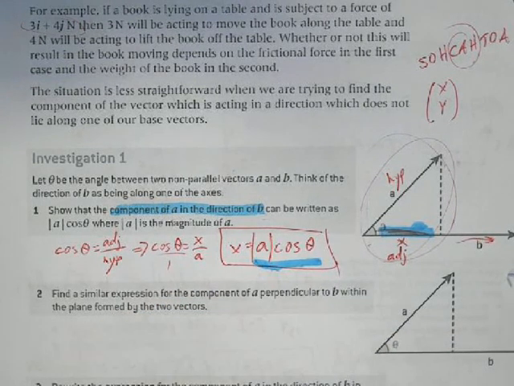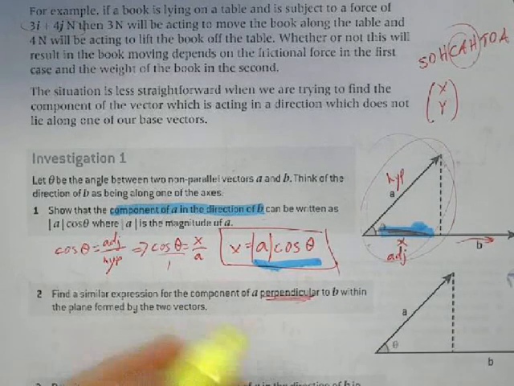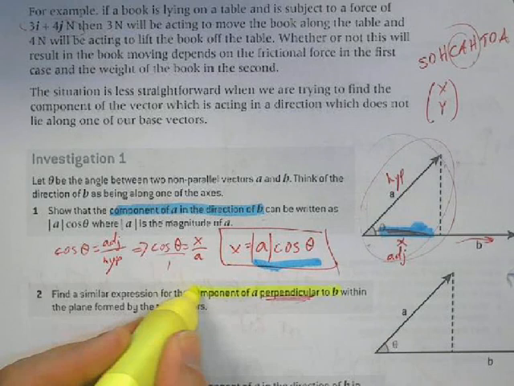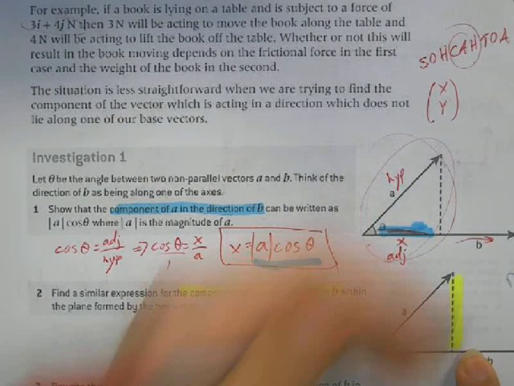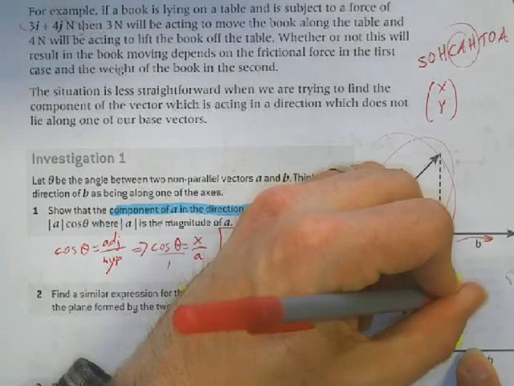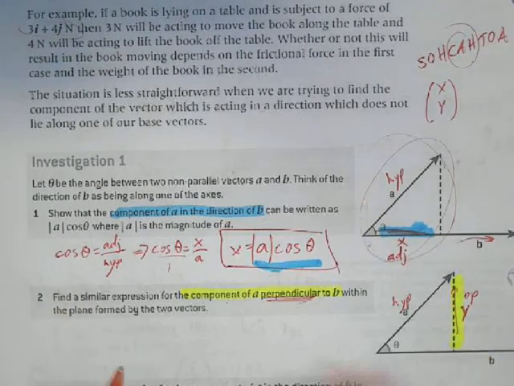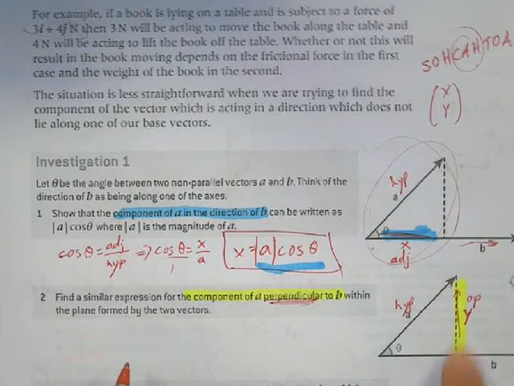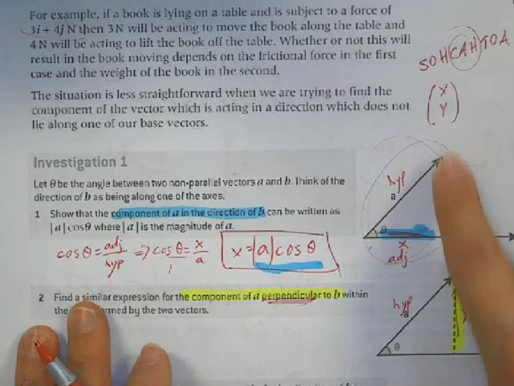Okay. Find a similar expression for the component of A perpendicular to B. So we're trying to figure out this value here. I'm going to call that y, because we think of y going up and down, right? So this here is opposite, and this here is the hypotenuse. We're trying to figure out the component of A going this direction, so going that direction is y.